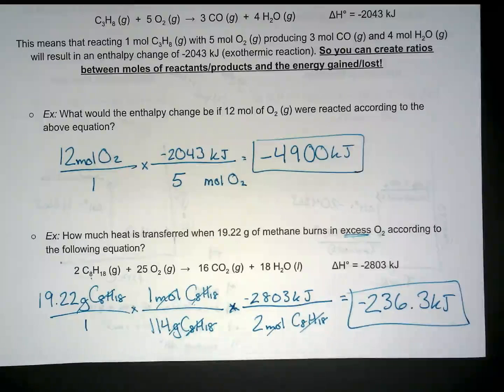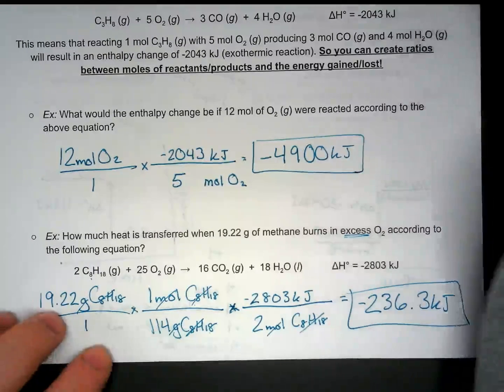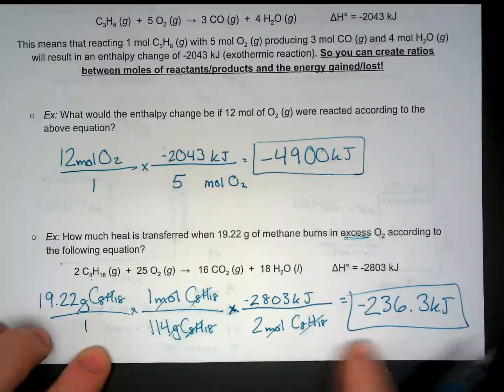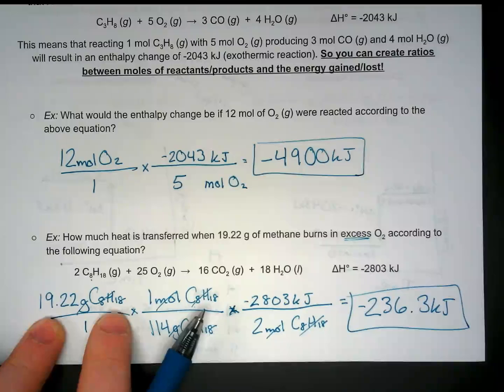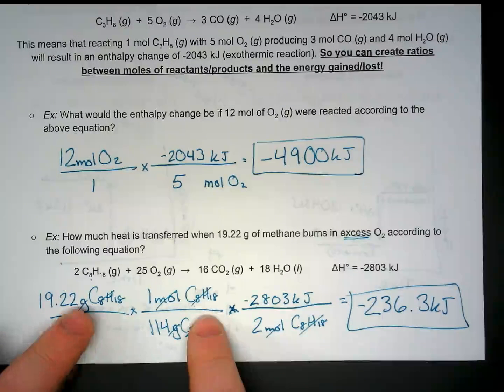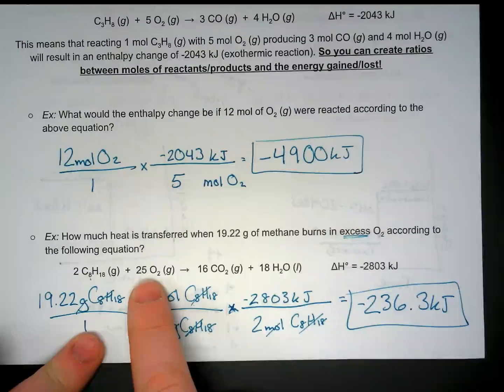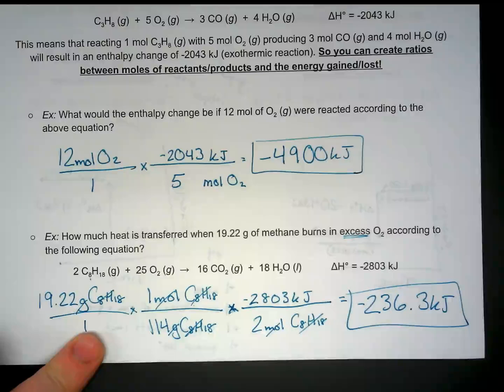Okay. So what it's saying is that if we input this amount of mass of our methane into the system with an abundance of this stuff, just how much energy is going to be lost or gained, and this is how much we are going to lose.